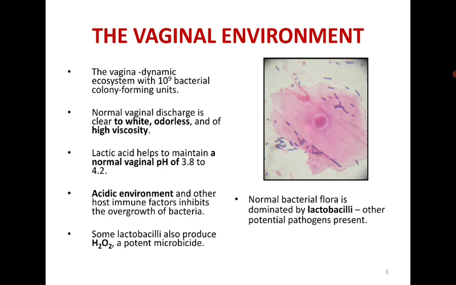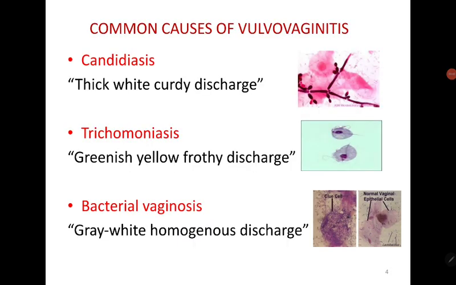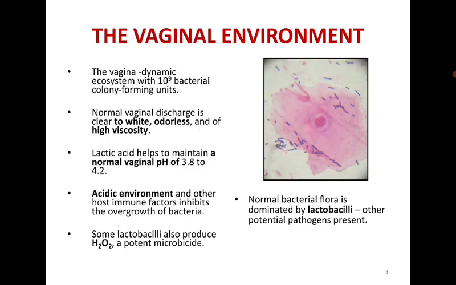The vaginal environment: the vagina is a dynamic ecosystem with 10 to the power 9 bacterial colony forming units. Normal vaginal discharge is clear to white in color, odorless, and of high viscosity. The lactic acid helps to maintain the normal vaginal pH, that is 3.8 to 4.2. Acidic environment and other host immune factors inhibit the overgrowth of bacteria, so you have to maintain the acidic pH of the vagina.